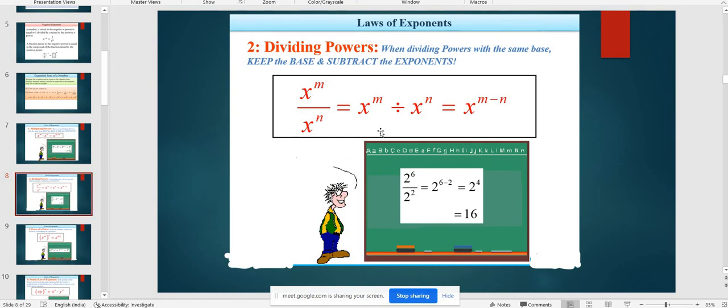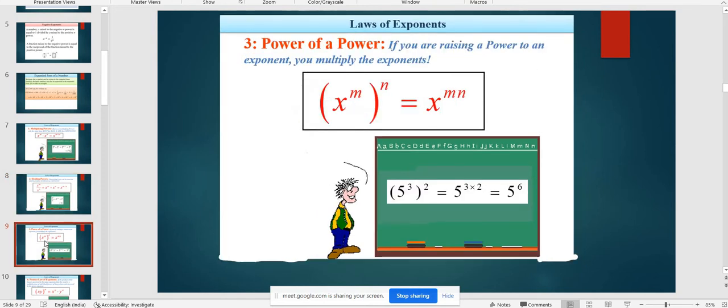Now in case of division, if the bases are the same, then the powers will be subtracted. Now power of a power, that means x to the power m to the power n is x to the power mn. So you can see this example.